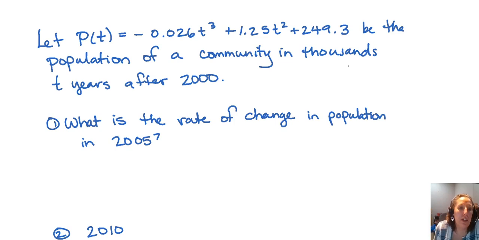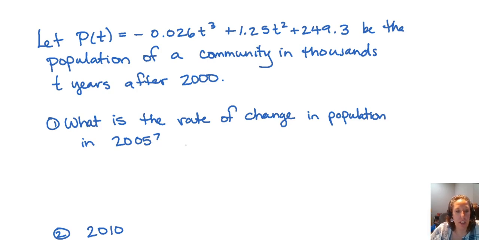All right, let's look at another example. In this example, we have a population function, P of t equals negative 0.26 t cubed plus 1.25 t squared plus 249.3, which gives us the population of a community in thousands, t years after the year 2000.